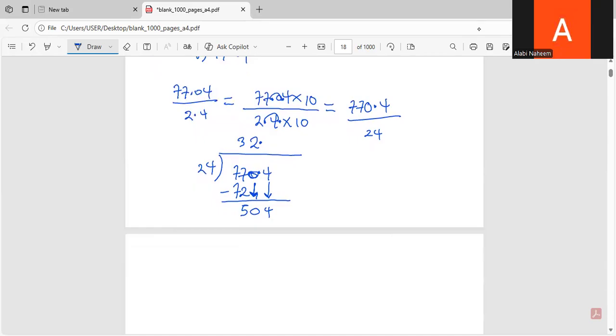So 24 times 2 is 48. 50 minus 48 gives us 2. Before here, transfer it downwards, 24. 24 in 24, we have just 1. Then 24 times 1, 24. Subtract, then you have 0. End the division. So the answer is 32.1.